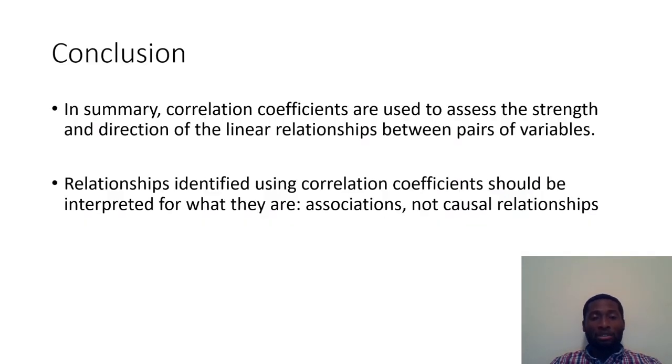So in conclusion, correlation coefficients are used to assess the strength and direction of linear relationships between pairs of variables. And remember, we said the variables are continuous in nature, and the relationships identified using correlation coefficients should be interpreted for what they are. They are associations and not causal relationships. So if that is clear in your mind, then I'm glad, and I would have achieved, and you would have achieved your purpose for listening to this lecture.